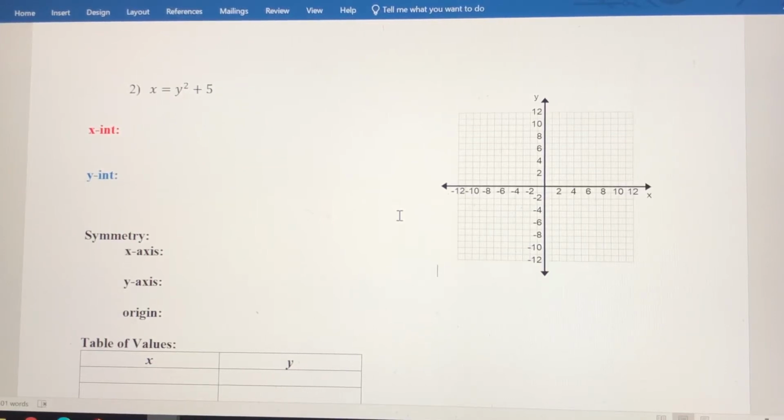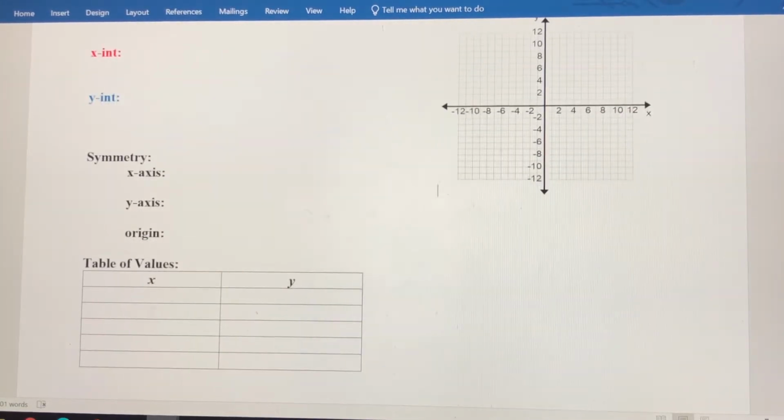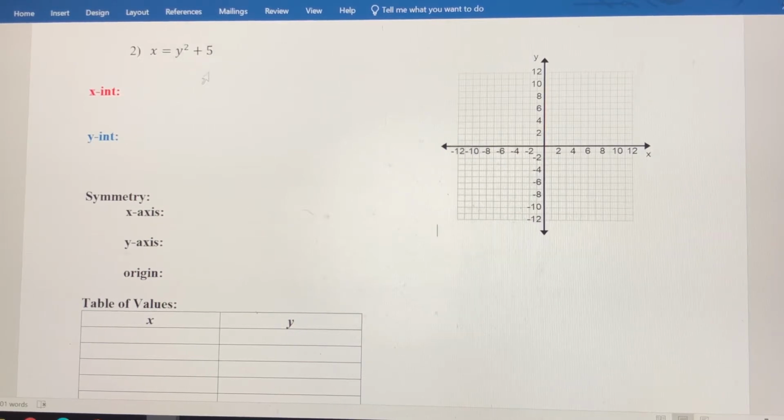Right, so in this video, we're going to graph the equation x equals y squared plus 5. We're going to focus on finding the intercepts and using the concept of symmetry to help us make a table of values. That'll make it easier to graph x equals y squared plus 5.